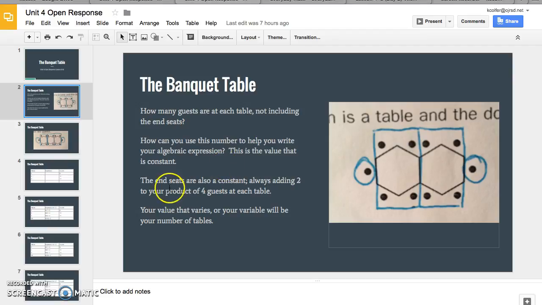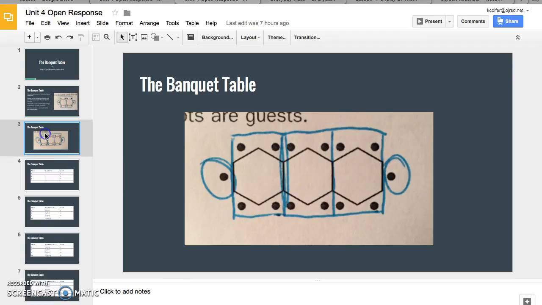You'll notice here I said the end seats are also constant. I already said that. The value that varies is your variable. So let's take a look at the 3 table configuration. You'll notice I have 1, 2, 3 hexagonal tables. Again, each of those tables has 4 guests assigned to it.